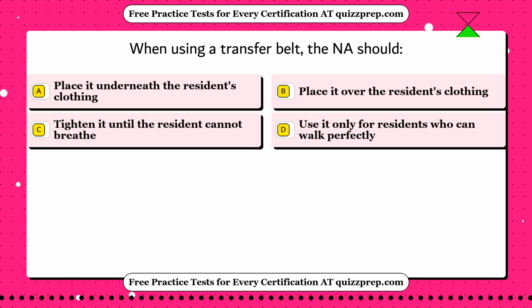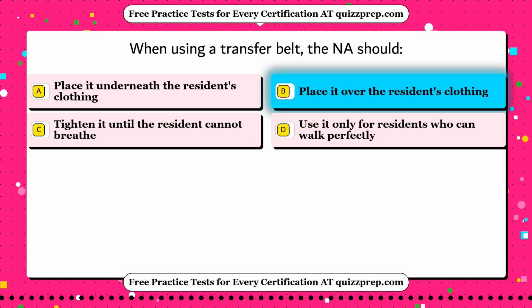Question 54. When using a transfer belt, the NNAAP should: Option A, place it underneath the resident's clothing. Option B, place it over the resident's clothing. Option C, tighten it until the resident cannot breathe. Option D, use it only for residents who can walk perfectly.